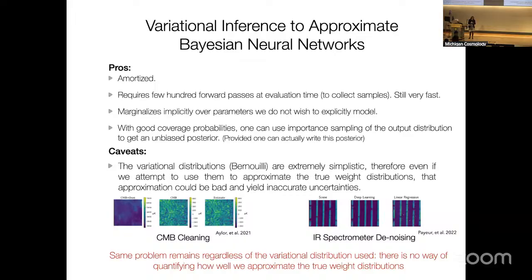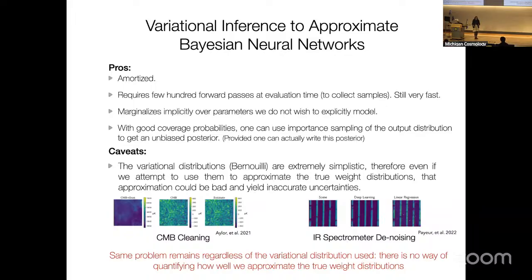Is that connected to what you have in parentheses there, where it says provided one can actually write the posterior? So in the case that you cannot write it, you cannot do importance sampling, because to do importance sampling you need the density. If you cannot write down the density, then you cannot do importance sampling.